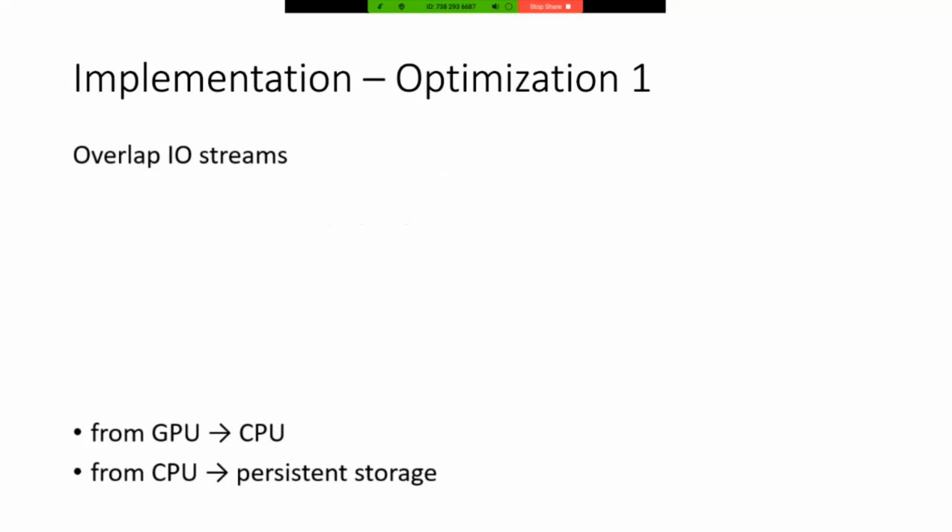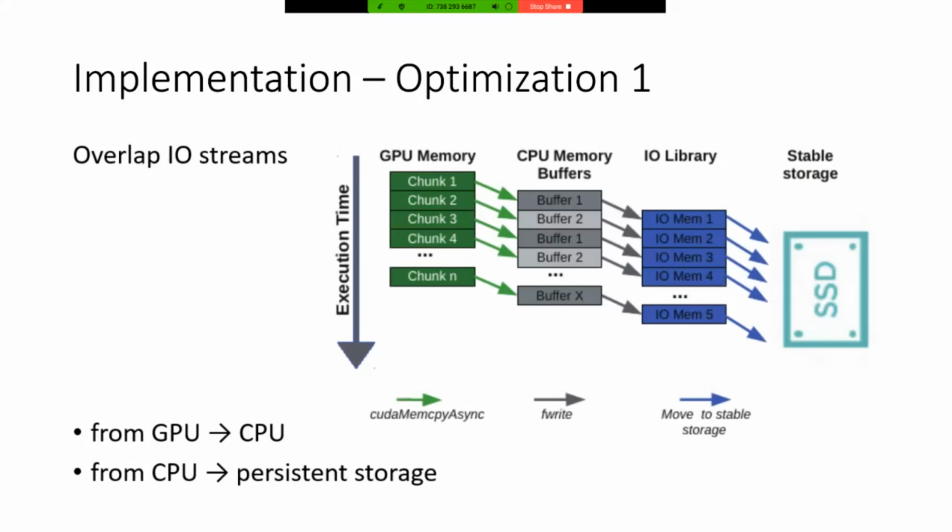Okay, so let's look at the optimizations in greater detail. First of all, we overlap the I/O streams. In practice, that looks like this: the data is first partitioned, and the chunks are streamed to the CPU, and then they go to the stable storage. But while we write to the stable storage, we already get the second chunk from the GPU, and so on and so forth. So in the end, we have some overlap between writing to stable storage and getting data from the GPU.